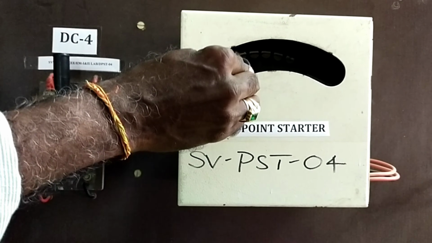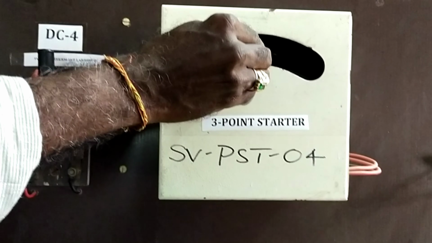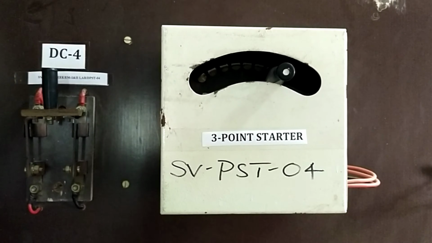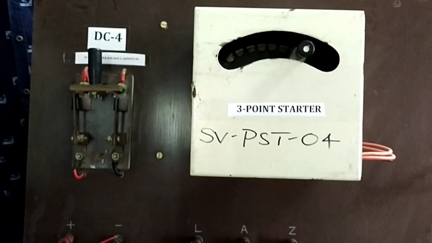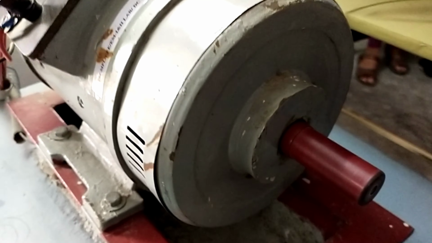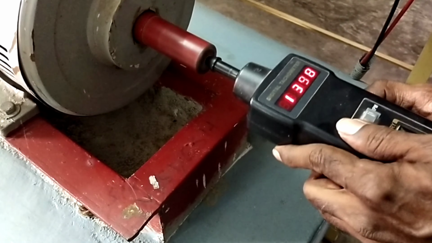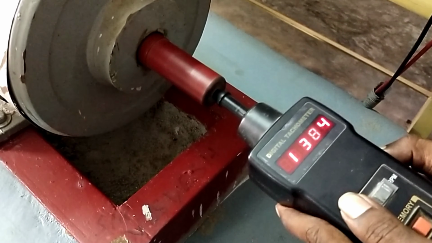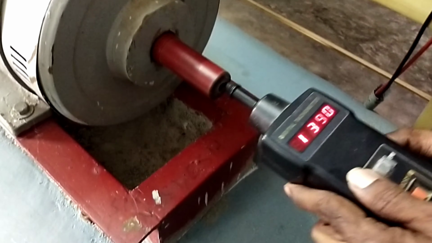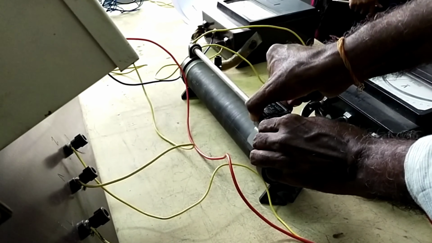Now we are varying the 3-point starter. Now the motor is getting started. By simply varying the 3-point starter we obtain the speed of the motor. Now the speed is 1390. Now we have to obtain rated speed by varying the field rheostat.